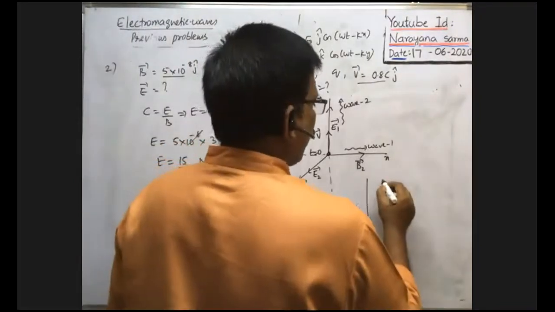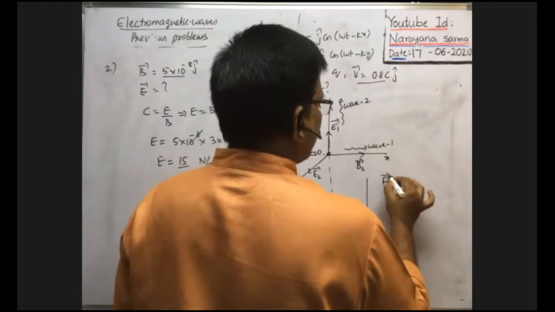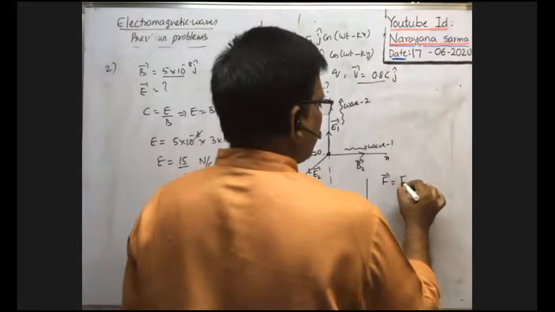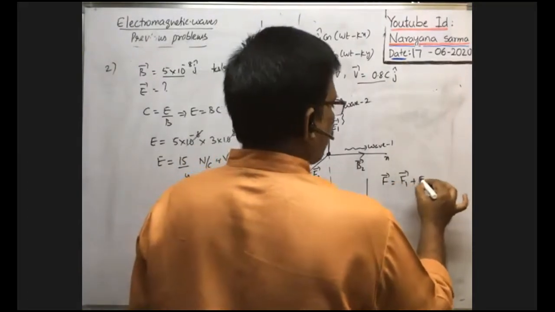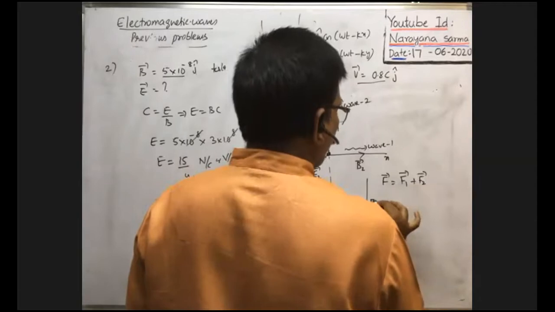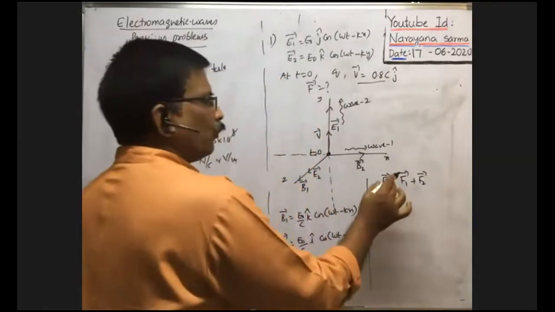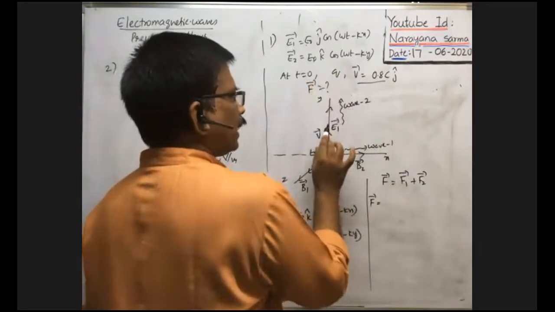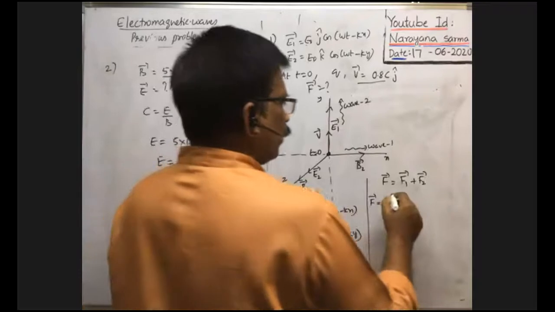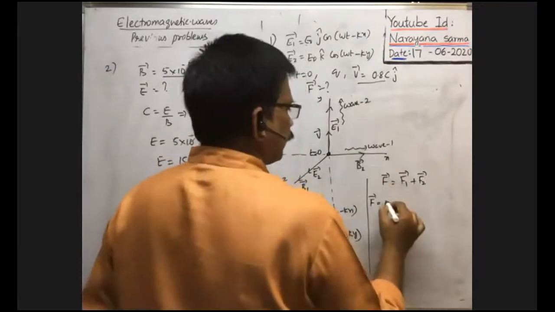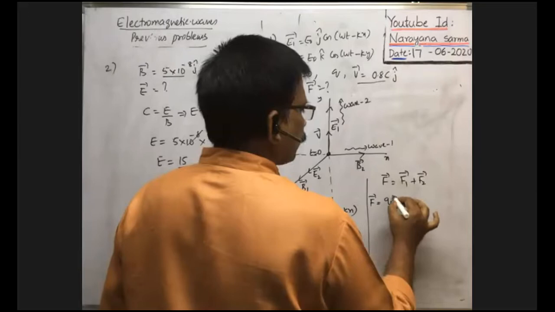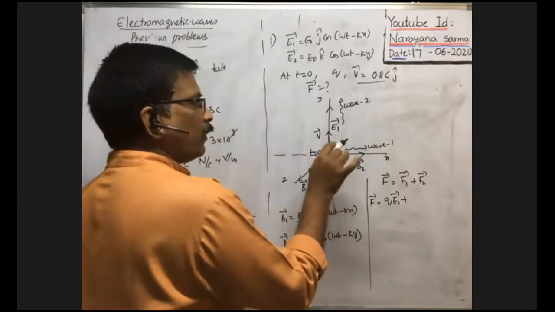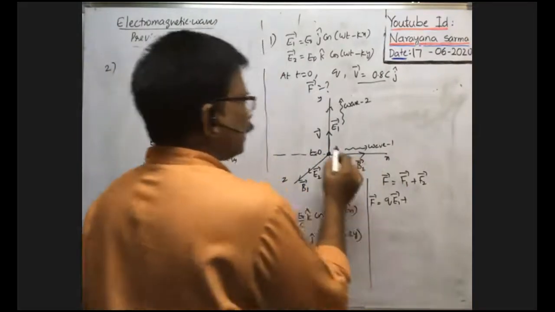Therefore, the net force acting on the charged particle kept at this point due to the two waves is equal to the force acting on the particle due to the first wave plus the force acting on the particle due to the second wave. In the case of the first electromagnetic wave, there is an electric wave and a magnetic wave. That's why the force due to the electric field acting on the charged particle is equal to Q E1 bar, plus the force on the charged particle due to the magnetic wave in the first electromagnetic wave.